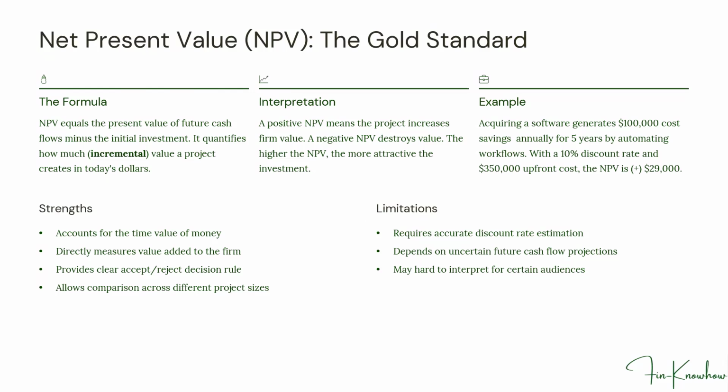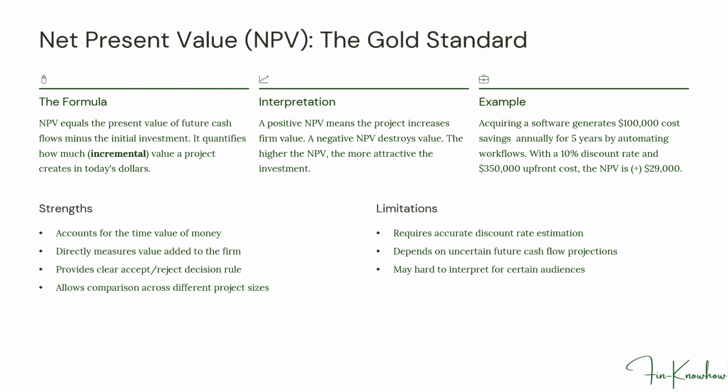So let's look at an example. You are acquiring a software with the upfront cost of $350,000. And this upfront cost generates $100,000 in cost savings, or that means $100,000 in additional profits every year for 5 years, because that software helps automate workflows.